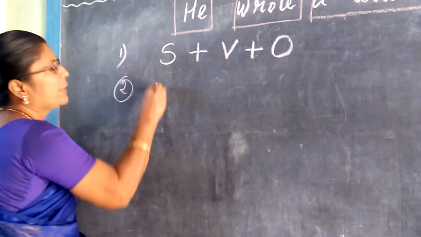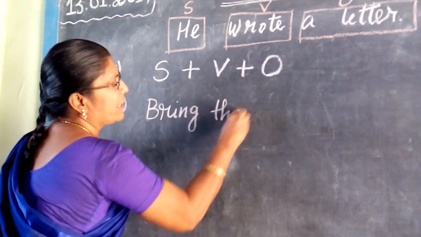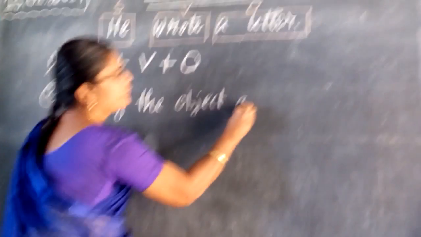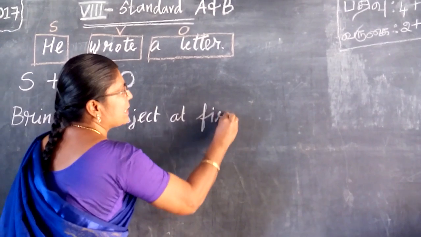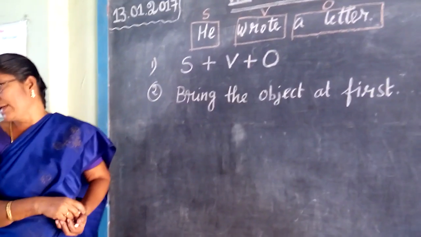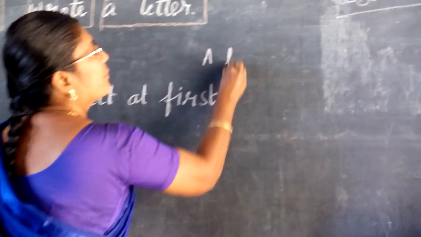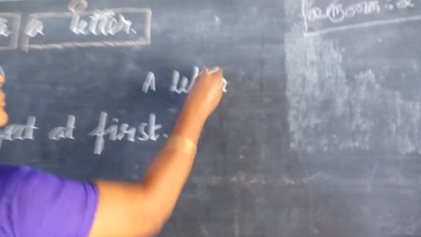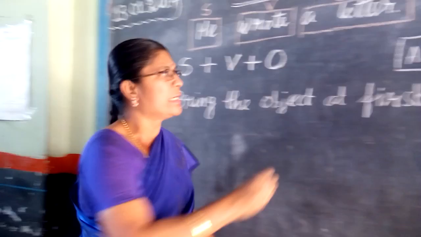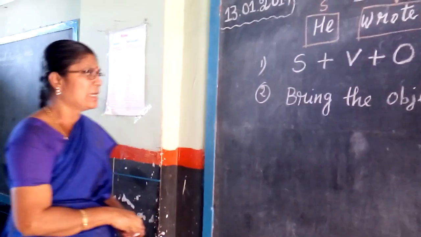Second step: bring the object at first. You have to bring the object at first, that means in the place of subject. We'll take here a letter. A letter now occupies the subject place. Now it becomes the subject.